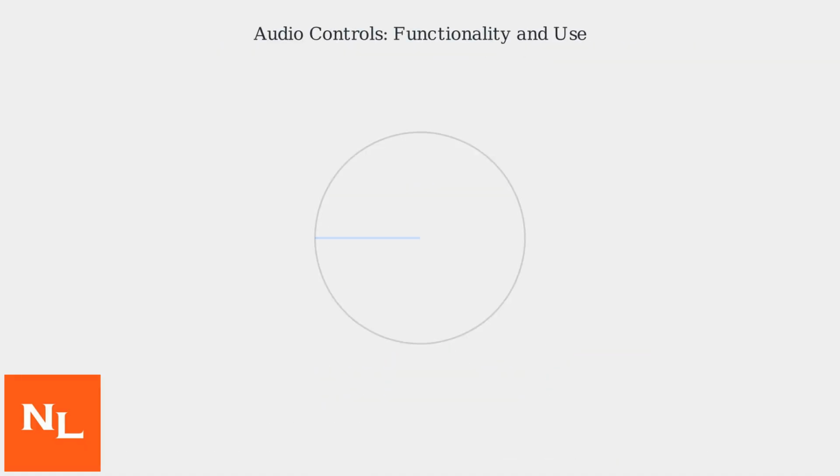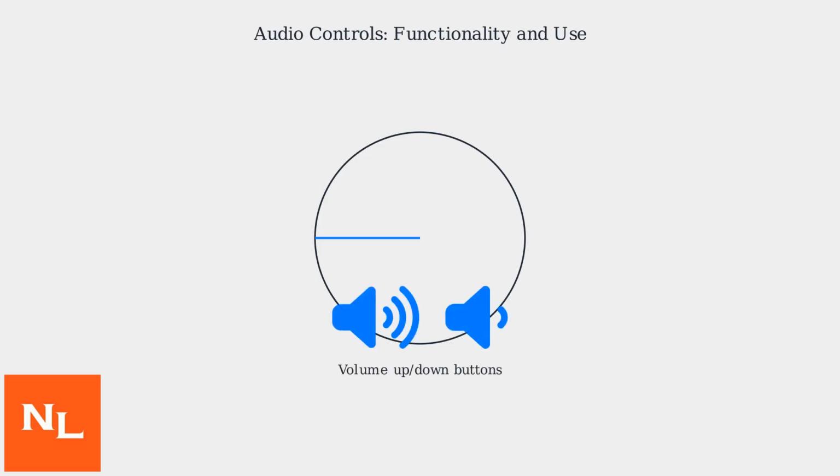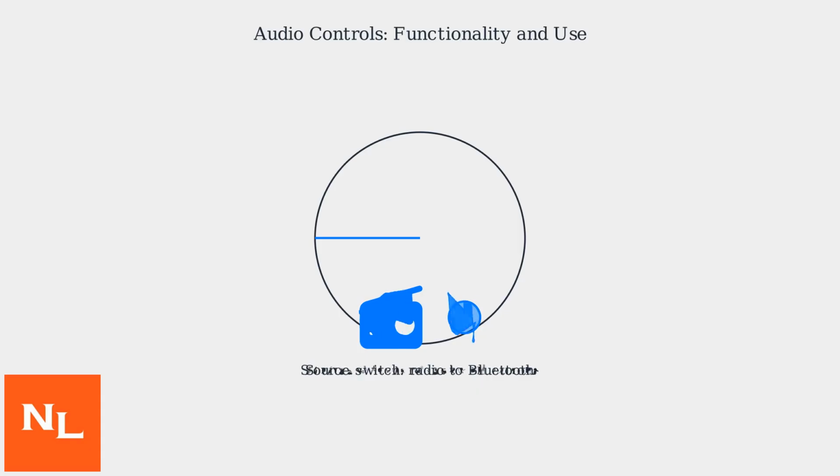Audio controls on the Ram 1500 eTorque are located on the left spoke of the steering wheel. They include volume up and down buttons for adjusting audio levels. A source switch button toggles between radio and Bluetooth audio sources. Skip and track buttons allow navigating forward and backward through tracks or stations. These buttons provide tactile feedback for safe, hands-free operation.